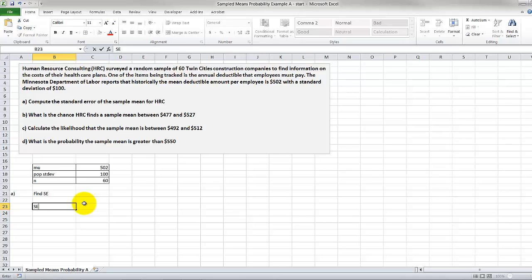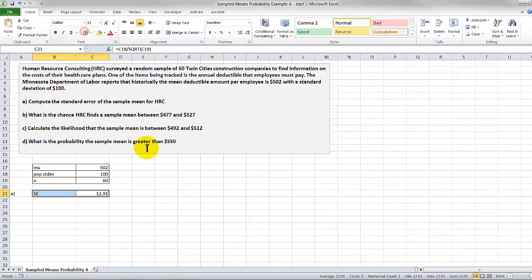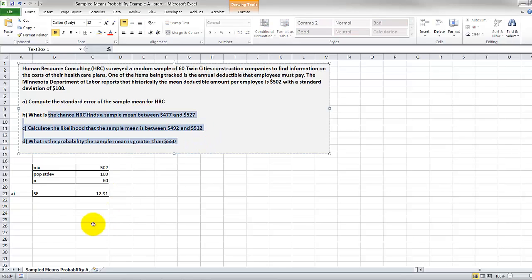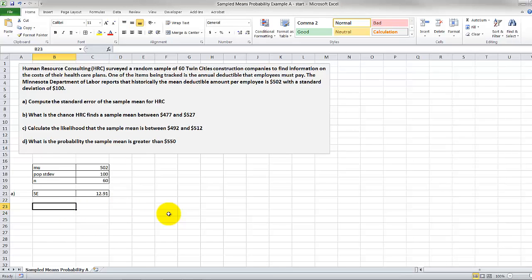Let's just call it SE. Instead of saying find SE, let's just write SE. SE is going to be equal to the population standard deviation divided by the square root, SQRT, of n, and we have a value there of 12.9. That is the very first thing we need to calculate when trying to find the probability of obtaining a sample within these desired ranges. So that is part A.